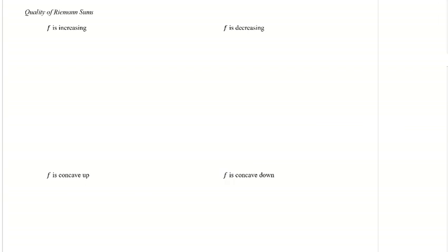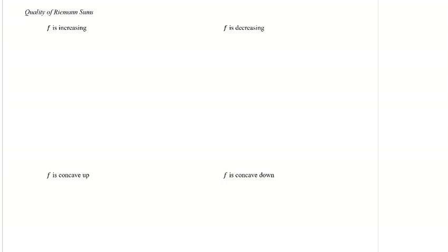Now we're going to talk about the quality of Riemann sums. And so much like when we drew the tangent line to a function and we analyzed the concavity to see if it was an overestimate or an underestimate, or we feel like there was another thing that we did this with, I can't remember. But this is where we're going to see, is our Riemann sum an overestimate or an underestimate?